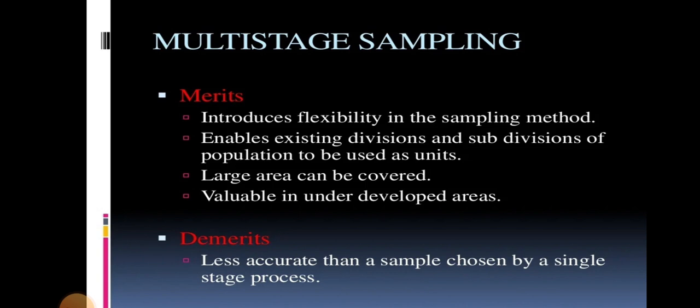What are the demerits of multi-stage sampling? It is less accurate than a sample chosen by a single stage process.